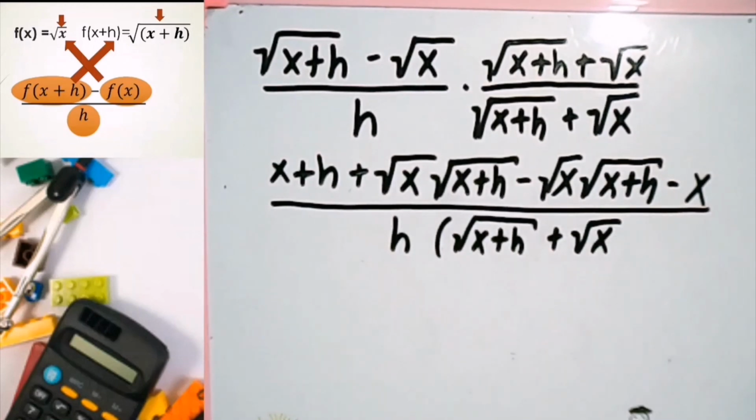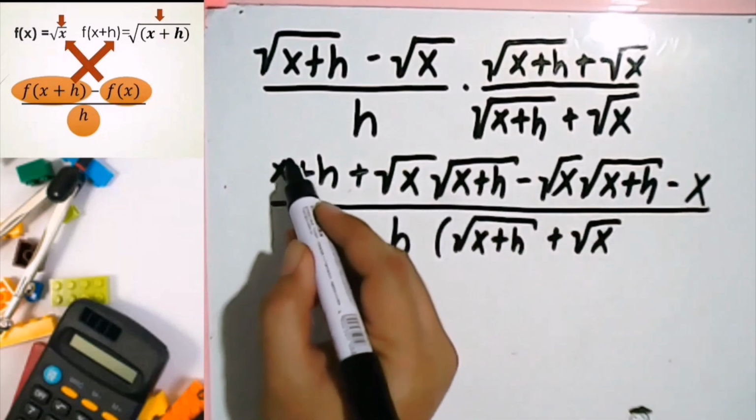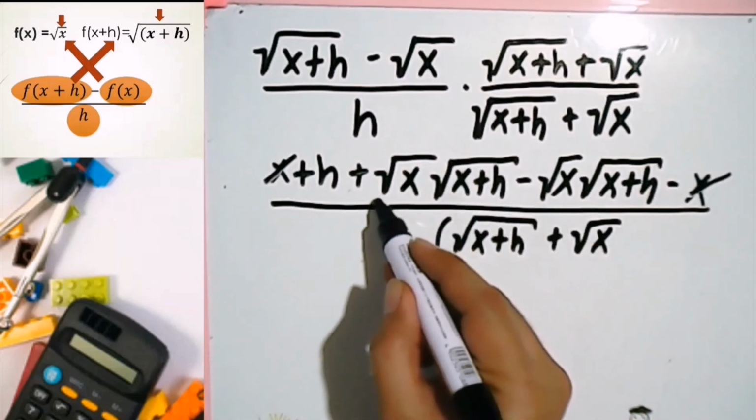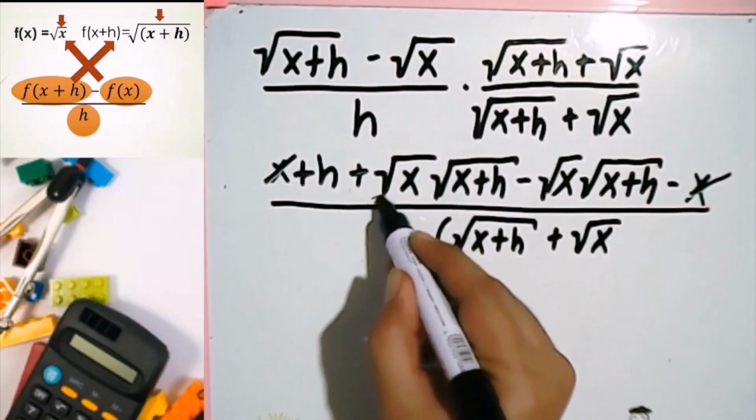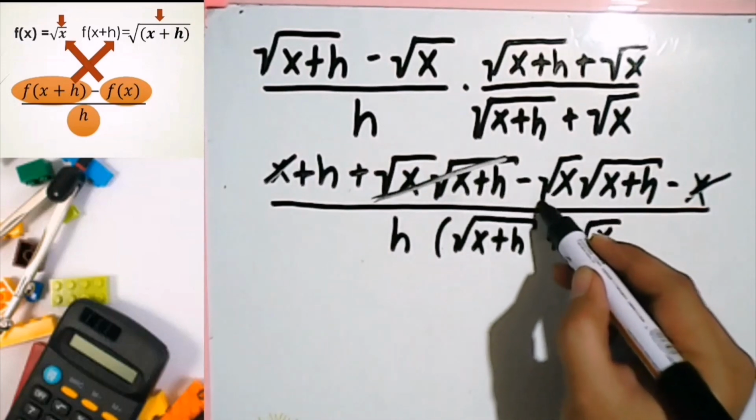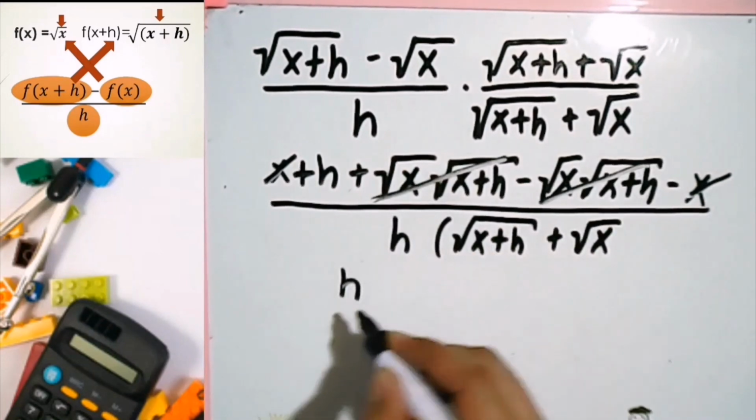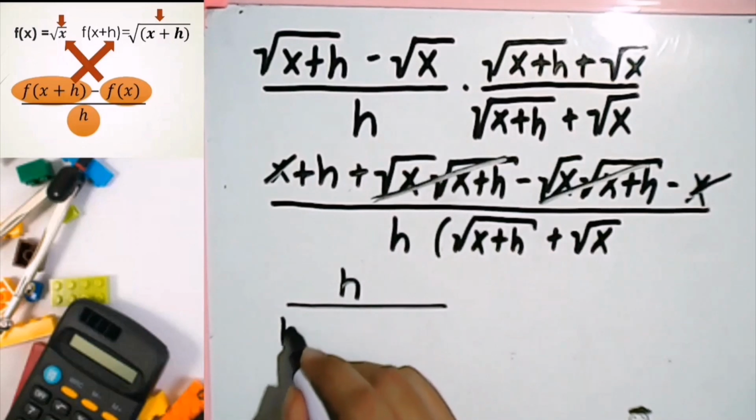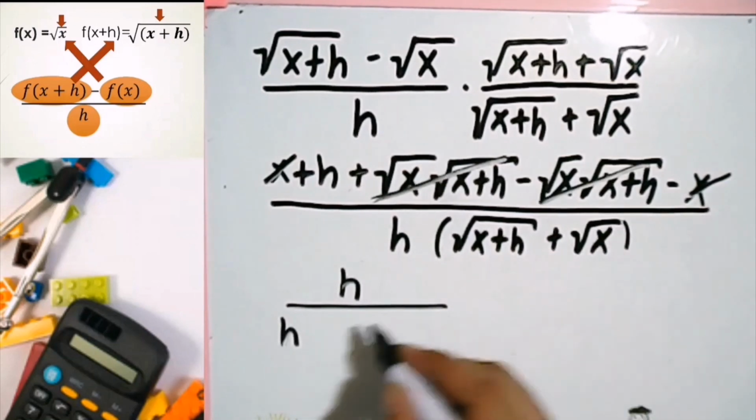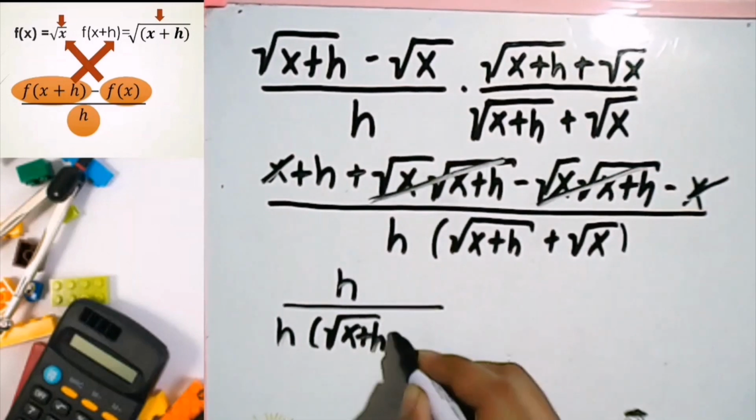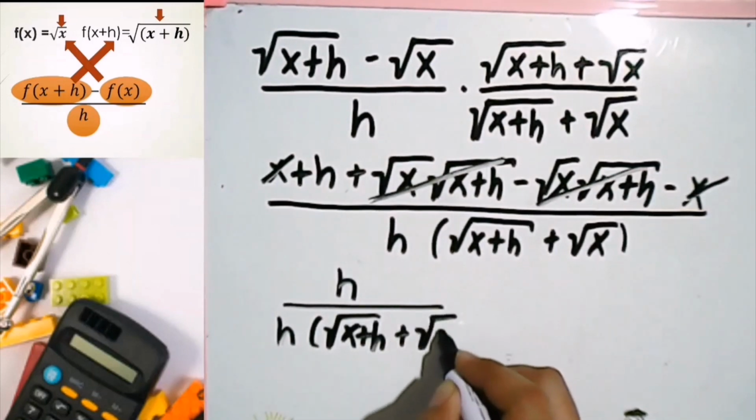Then afterwards, what we will do is to cancel out the common terms. As we can see, we have x and negative x. At the same time, we have square root of x times square root of x plus h and minus square root of x times square root of x plus h. Therefore, h will remain all over h times square root of x plus h plus square root of x.